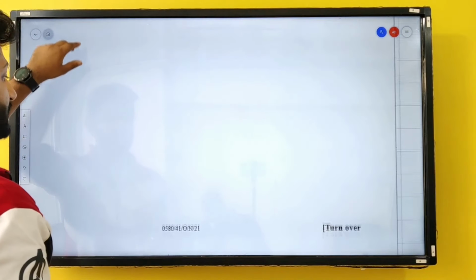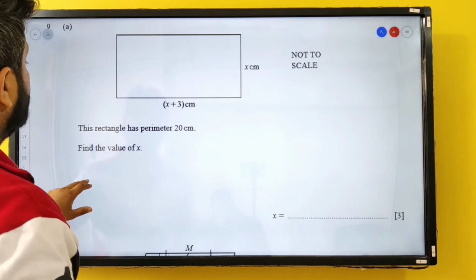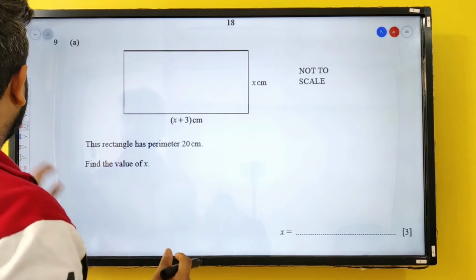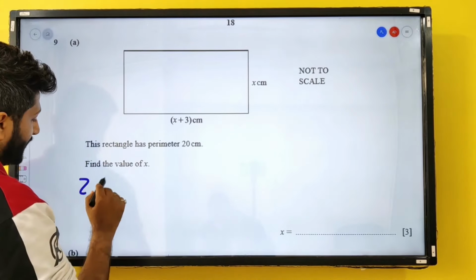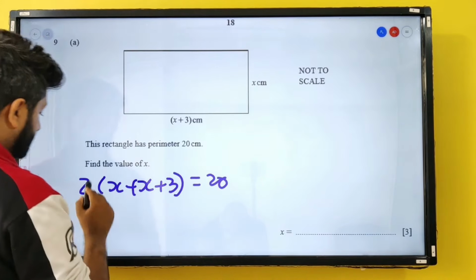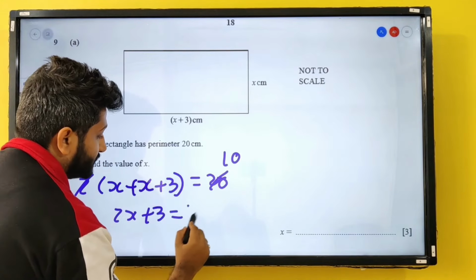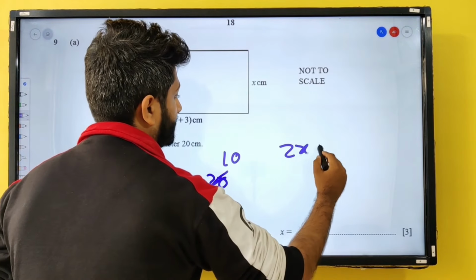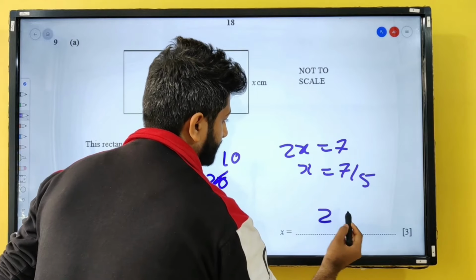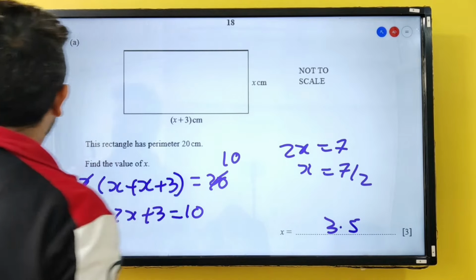Let's move to the next question. Next question is, okay, question 9, part A. This rectangle has a perimeter of 20 centimeters. Find the value of x. Okay, so perimeter is 2 times (l plus b). So twice of (x plus 3) equals 20. So we have x plus 3 equals 10, so 2x plus 3 times... So x plus 3 equals 10, and your x is 7, not 5. Actually, 7 by 2, which is 3.5. Next.